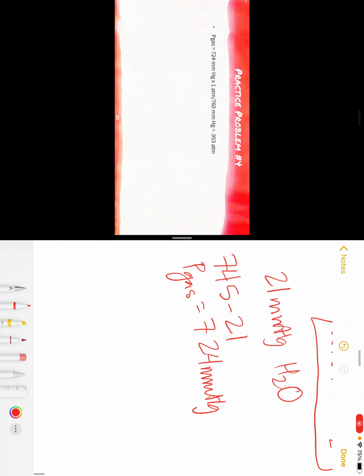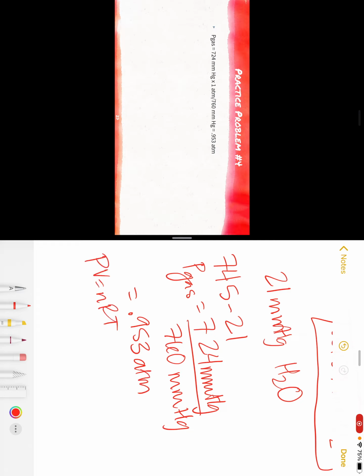Again, I would rather use atmospheres. So if I'm trying to get to atmospheres, I can just divide this by 760 mmHg, which gives me 0.953 atm. Now I have enough information to plug it into my ideal gas law formula.